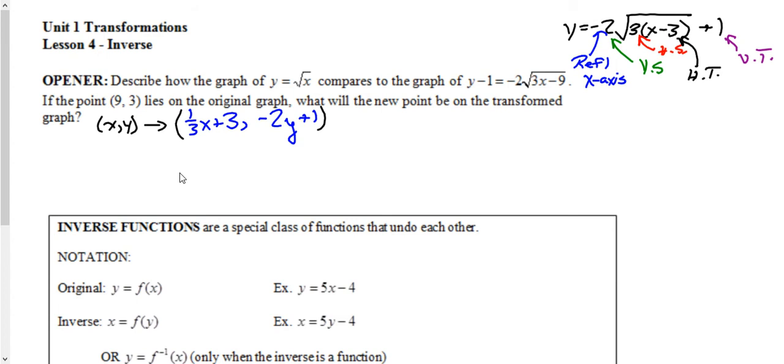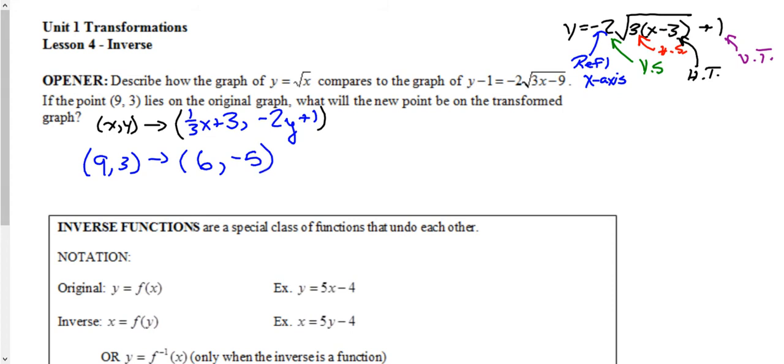So what do I do? I sub in the values of (9, 3). Sorry, that's a 9 and a 3 there. I sub in the values for (9, 3), and we're going to see what happens to (9, 3). So if I sub in 9 into this equation here, I got 9 times a third, that's 3. 3 plus 3, of course, is going to be 6. And over on this side here, this 3 I'm going to sub in, so 3 times negative 2, that's negative 6, plus 1 is negative 5. So this here is my final answer.